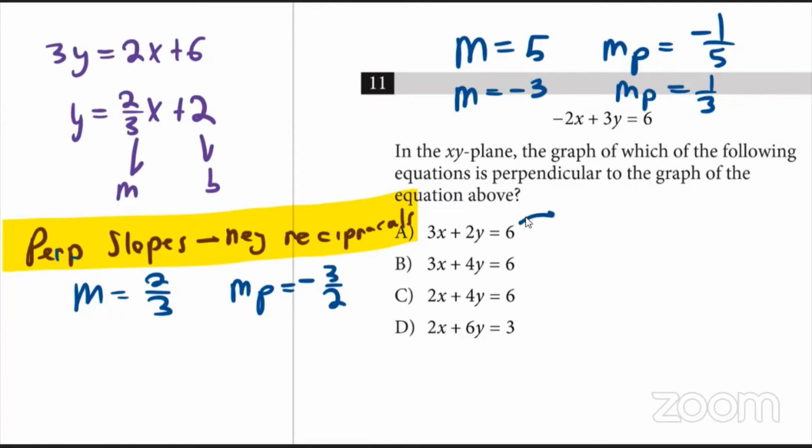Because for choice A, if we take away 3x from both sides, you have that, then divide by 2. So 3 over 2 and 6 over 2, which is 3. So the slope is negative 3 over 2. So we went from a slope of 2 over 3 for the original equation to negative 3 over 2. And notice that they are flipped. They're reciprocals of one another. And there's a negative sign on the second one. So they are negative reciprocals of one another. And the answer to 11 is A.